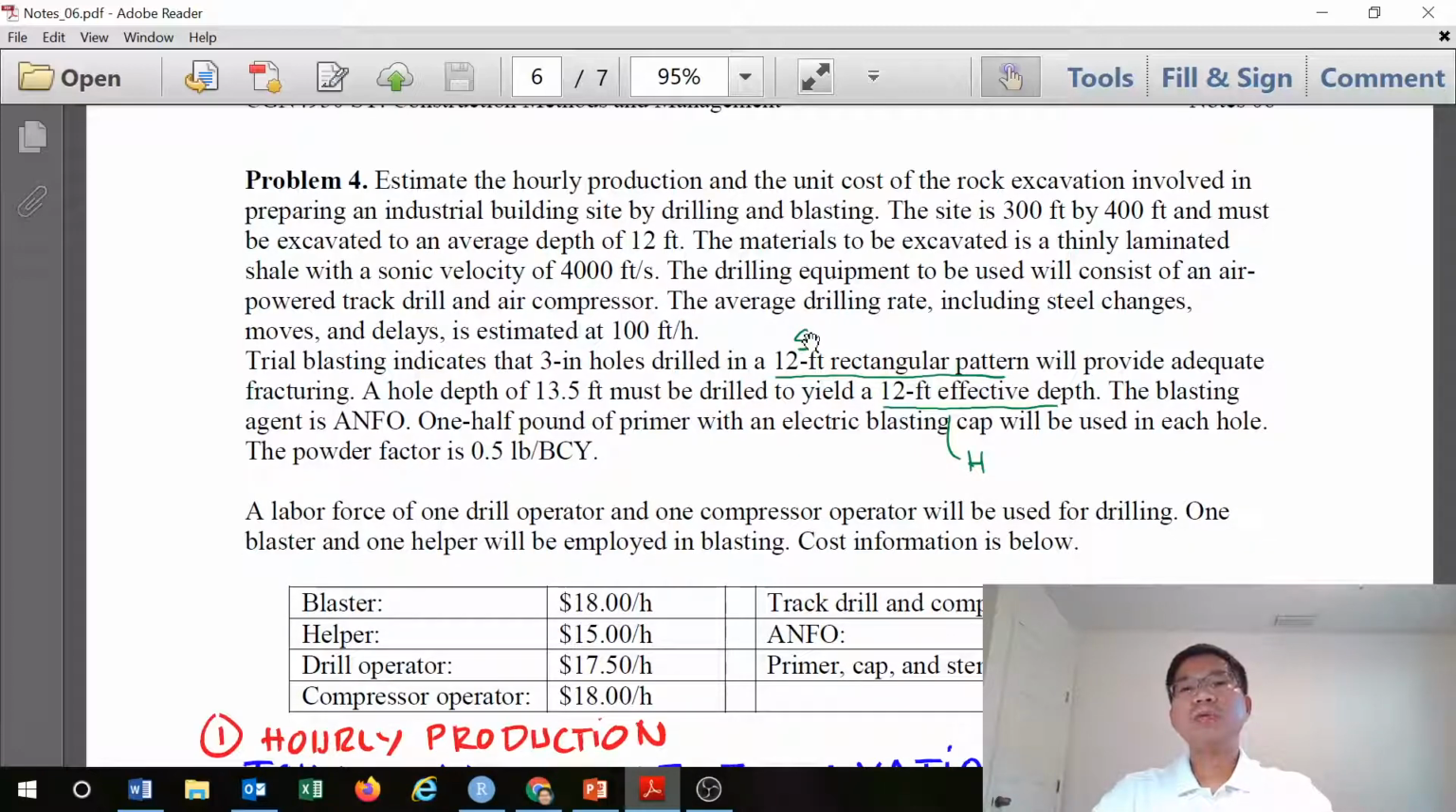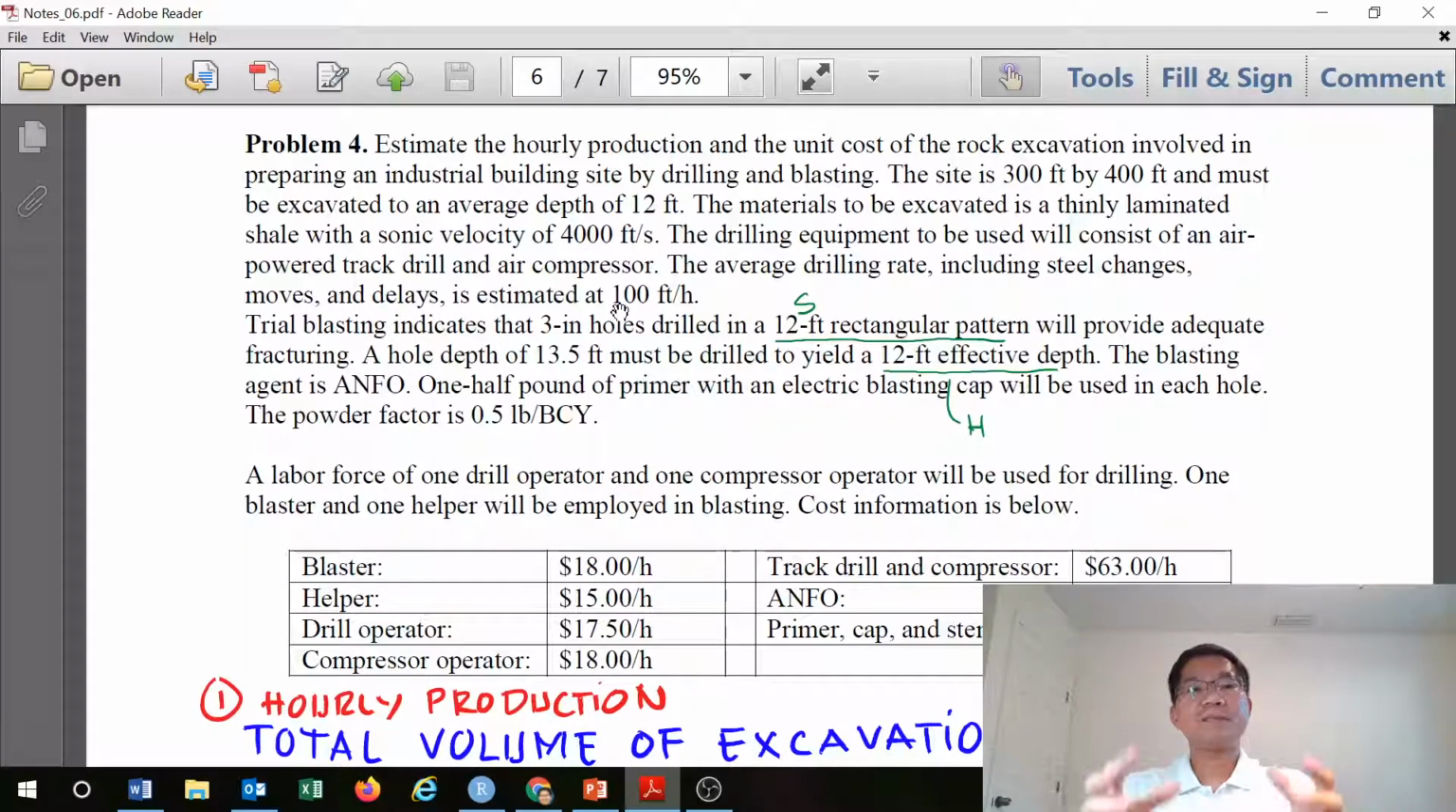Drilling equipment to be used will consist of an air-powered track drill and an air compressor. So the drill and air compressor are for the drilling part. And then the average drilling rate, including steel changes, moves, and delays, is estimated at 100 feet per hour. So it means that every hour you can drill 100 feet. And because the depth is 12 feet, you can drill multiple holes in an hour, because the rate is 100 feet per hour. So that is the drilling part, involving the drill and the air compressor.